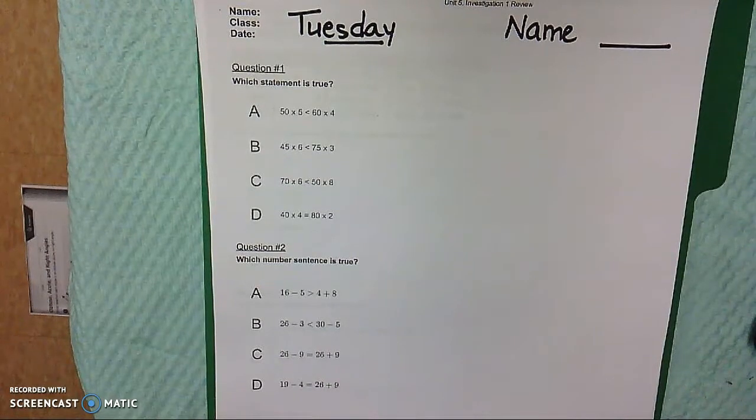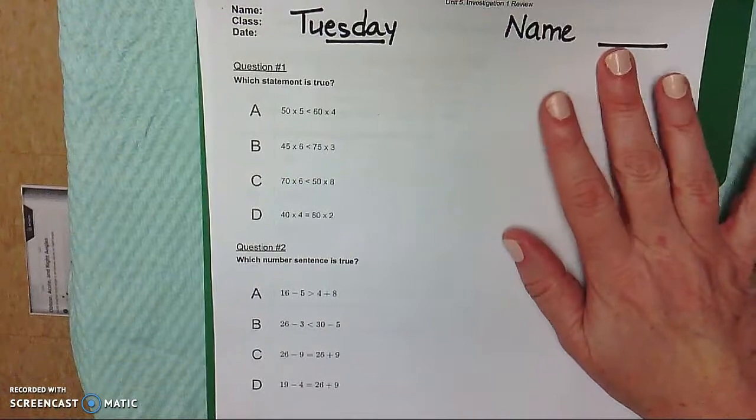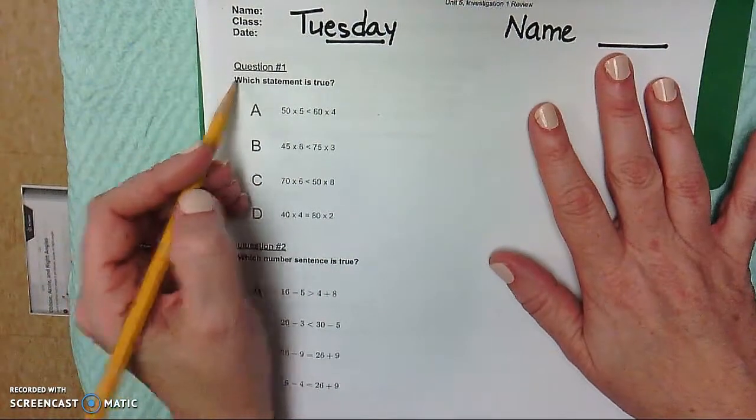Fourth graders, and here's your video on your answers to today's spiral review problems. Okay? Alright, so if you haven't already put your name on your paper, please go ahead and do so now. And let's look at question number 1.